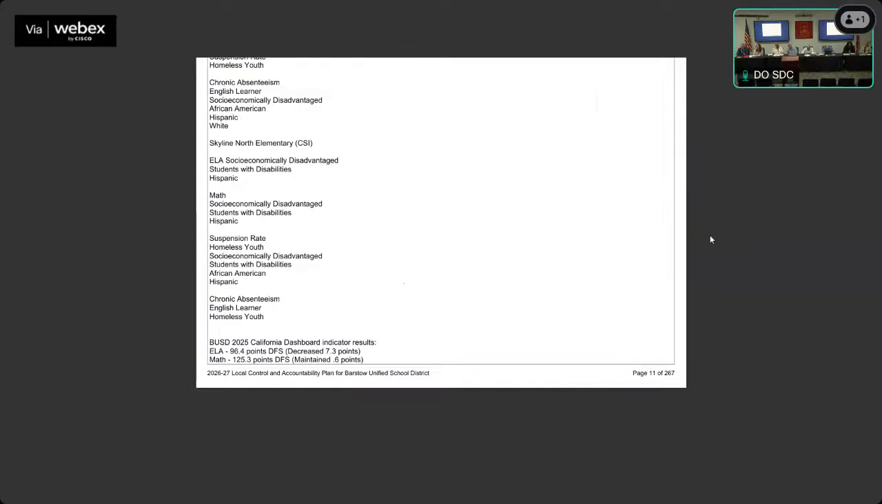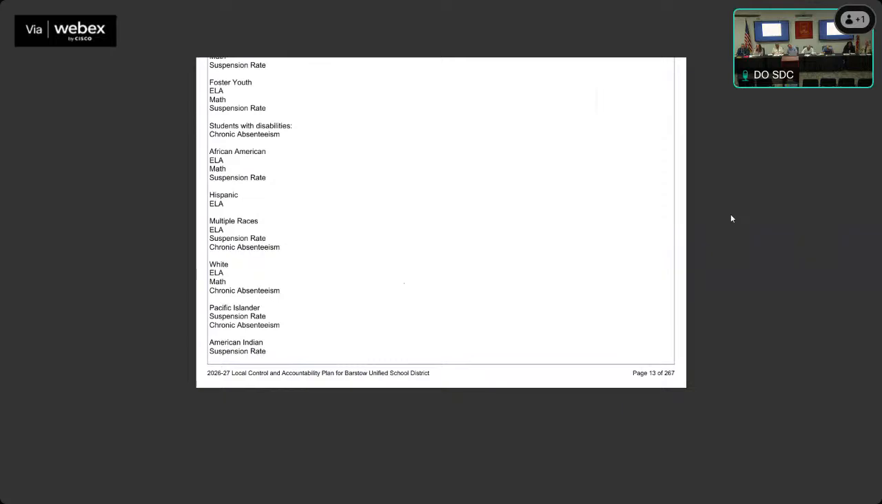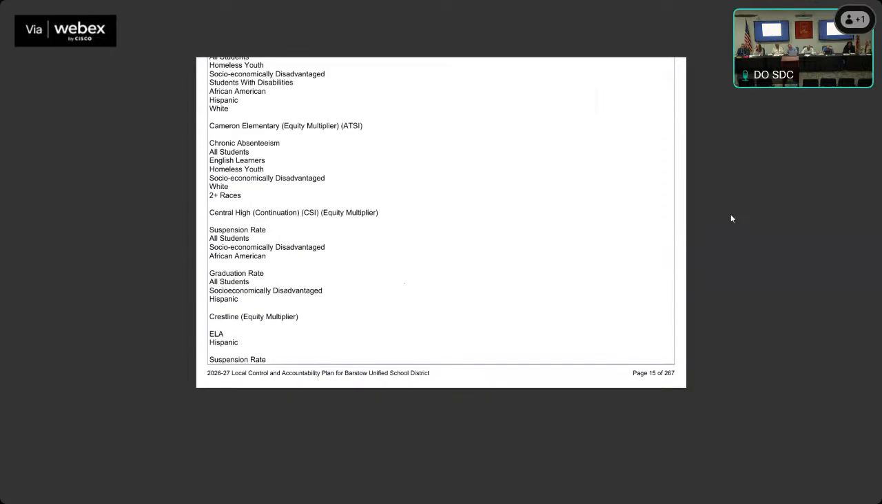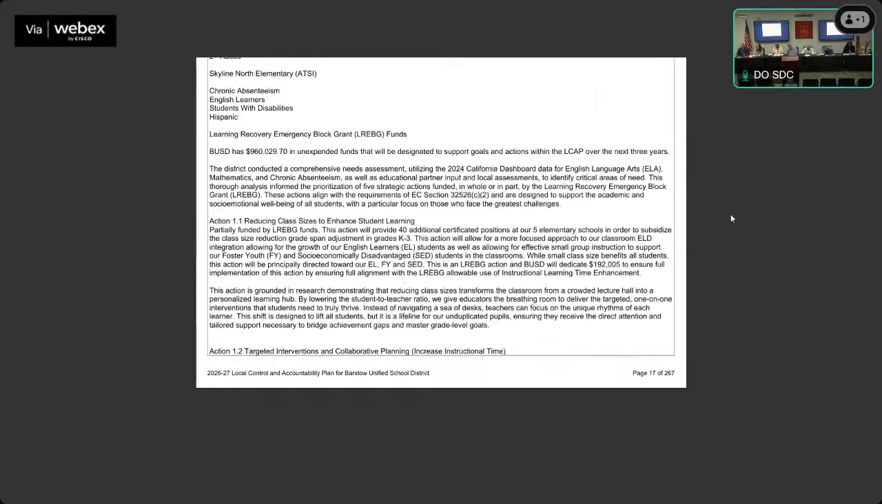Goal 2 is around family engagement. It establishes a centralized family resource and support center with robust translation services to better connect families with necessary resources. Goal number 3 is all about school climate and safety. It aims to provide a safe and nurturing environment by reducing suspension rates and chronic absenteeism rates, which are currently at 49.9%.